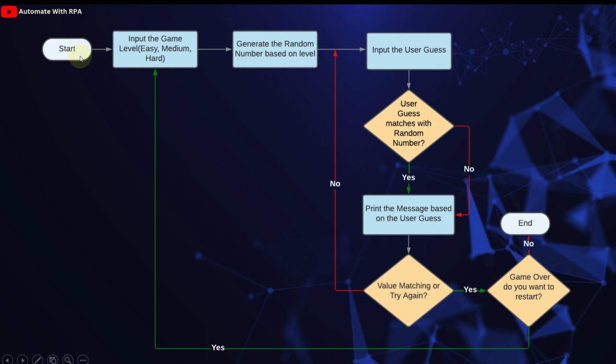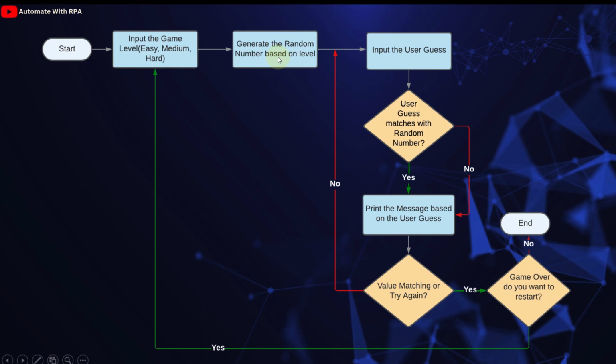So we have the start option. Once I start the process, I would like the user to give me the input. The user will be selecting the game level. For example, if the user wants to select easy, medium or hard level, I would like the user to give me the input to select the game level. I would like to generate a random number based on the game level selected by the user.